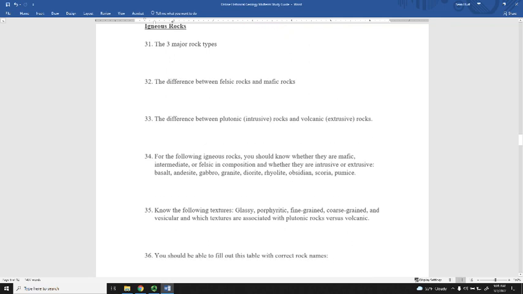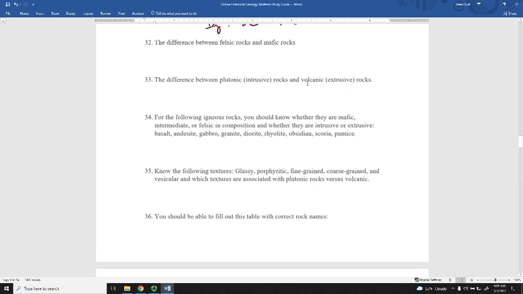So for igneous rocks, first of all, you should know the 3 major rock types, right? That's igneous, sedimentary, and metamorphic. And you should know the different compositional types that we talk about: felsic, and intermediate, which is in the middle. I don't really need to talk about that because it's just intermediate between mafic and felsic. And there's mafic. Now, mafic is low in silica, and it's high in iron and magnesium.